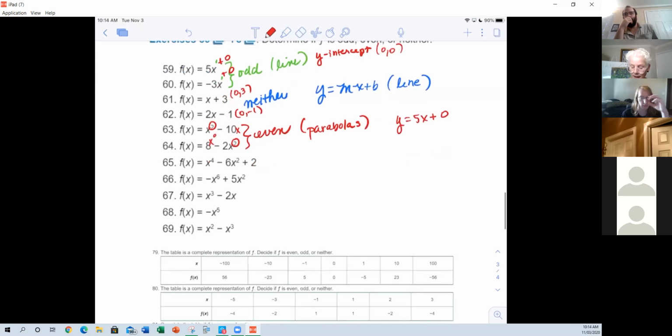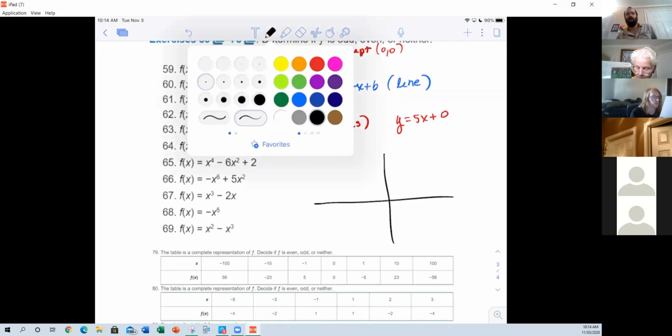Right. So any line you have, if it passes through the origin, let's say we have this line.